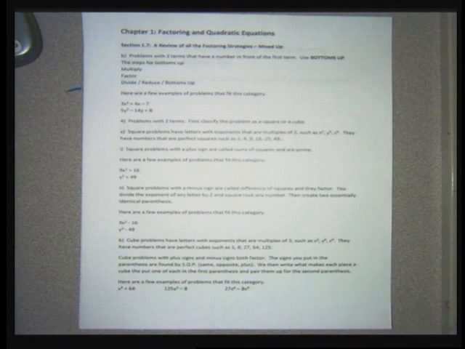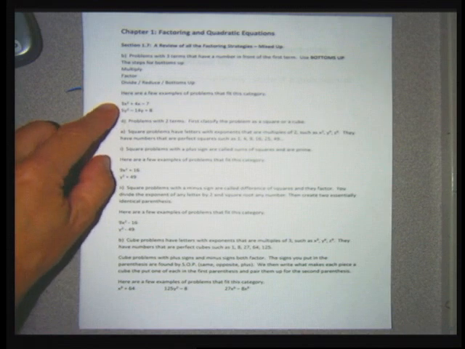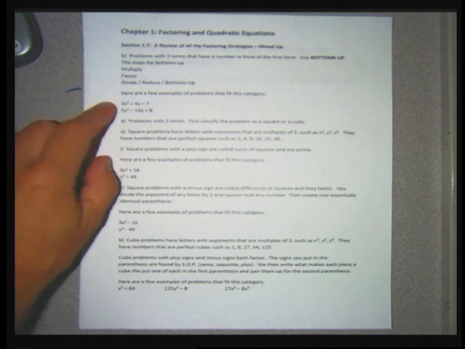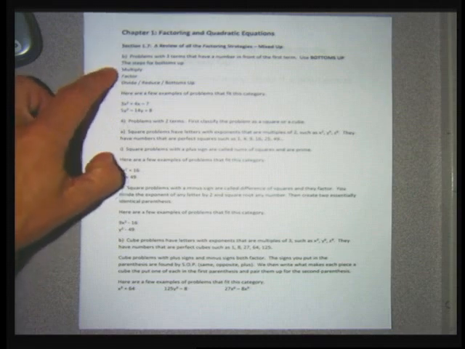The next kind of problem with 3 terms are the harder problems, and these are problems that have 3 terms, but they have a number stuck in front of the first term. And when you have a number stuck in front of the first term, that's when you use bottoms up. Remember, the steps for bottoms up were multiply, factor, divide, reduce, and bottoms up.